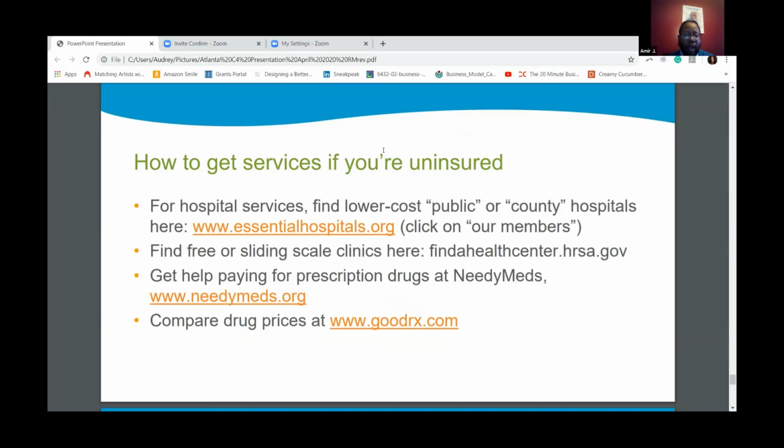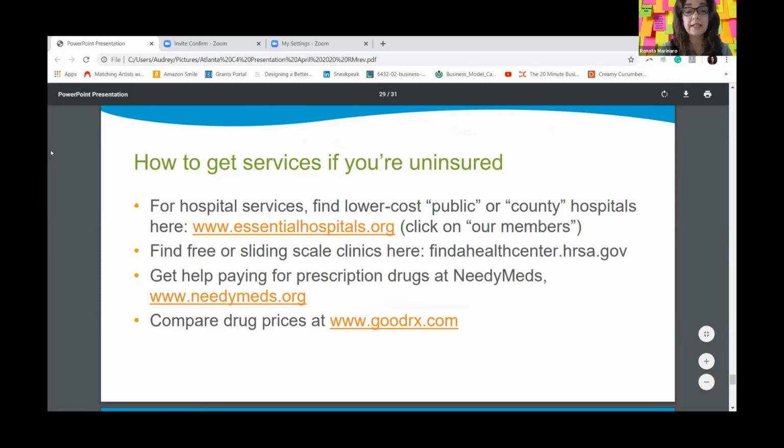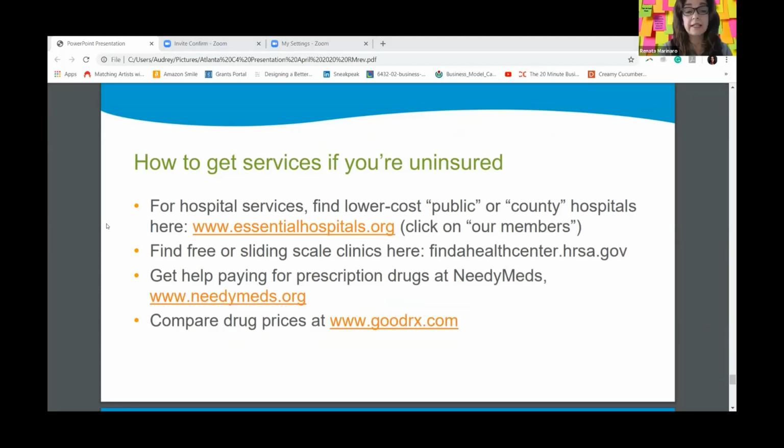So here we have, we talked a little bit earlier about how to get coverage or how to get care. This website, essentialhospitals.org, has the hospital members. Click on our members and see what hospitals are in the Atlanta area. And as Amir mentioned earlier, to find a community health center, go to healthcenter.hrsa.gov. So that's where you're going to find your community health centers.